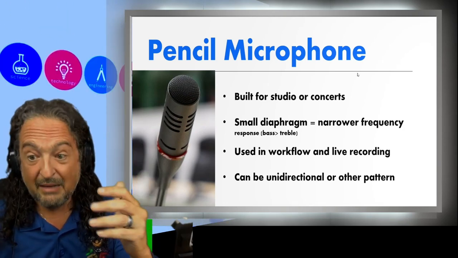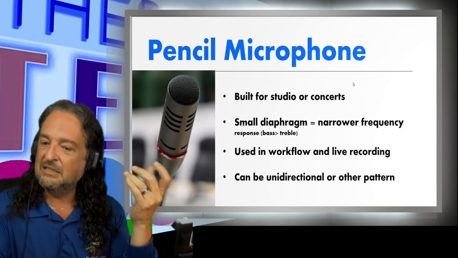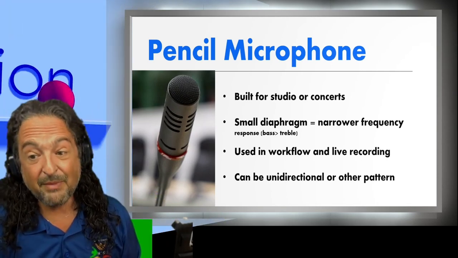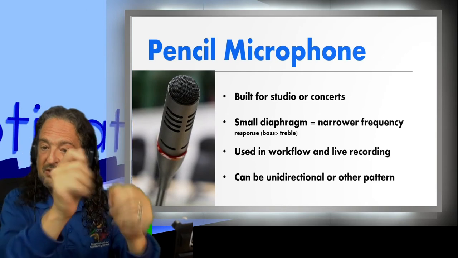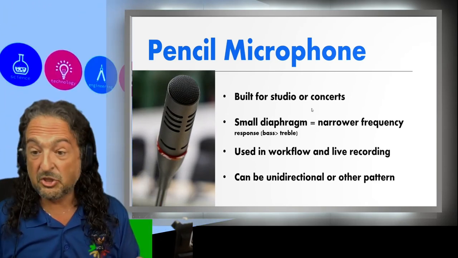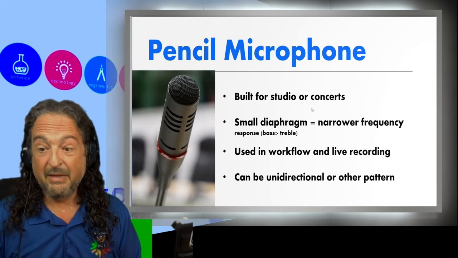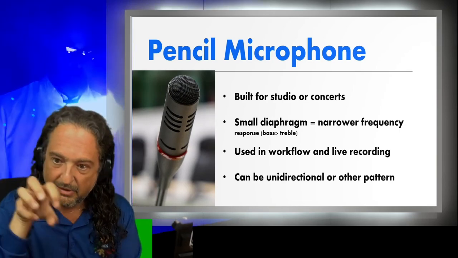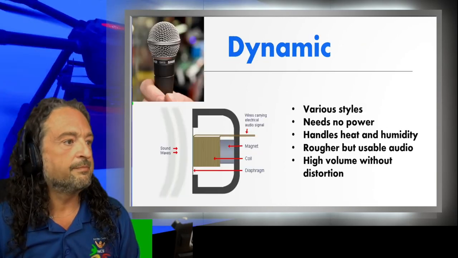So for instance, in an orchestra, maybe you want to capture the subtleties of a violinist and you want to have a pencil mic over top of them. In live mixing, pencil mics can be used to capture the subtleties of a cymbal of a drummer. Can be unidirectional or any other pattern, meaning you can pick up all around, or you can get pencil mics that are very, very narrow focused.